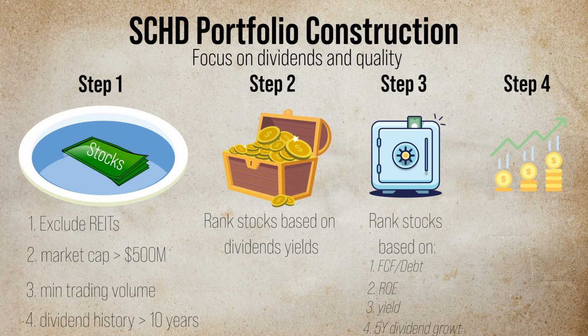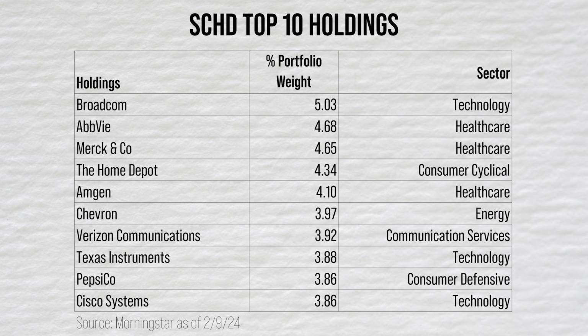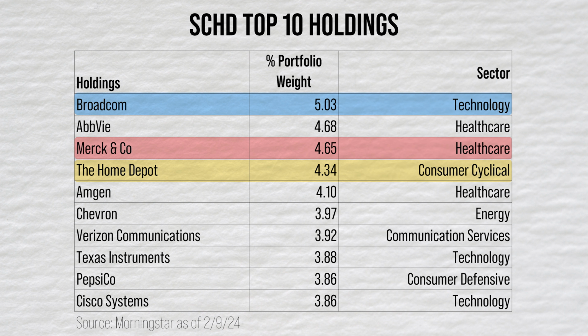Next, SCHD ranks stocks based on their market cap. Each stock can have no more than 4% allocation. Of course, allocations can get out of whack, and SCHD takes care of that with periodic rebalancing. Upon examining the top 10 holdings, it becomes clear why the fund has been so successful. Companies such as Broadcom, Merck, Home Depot are cornerstones of SCHD's portfolio.